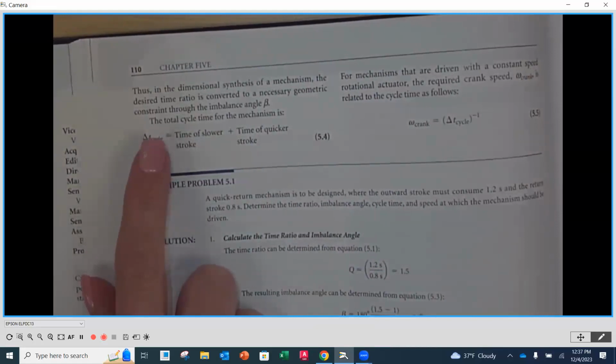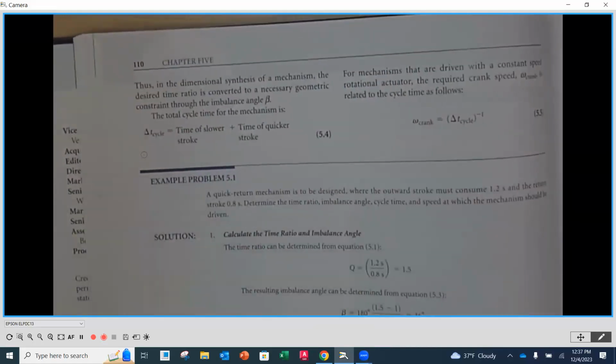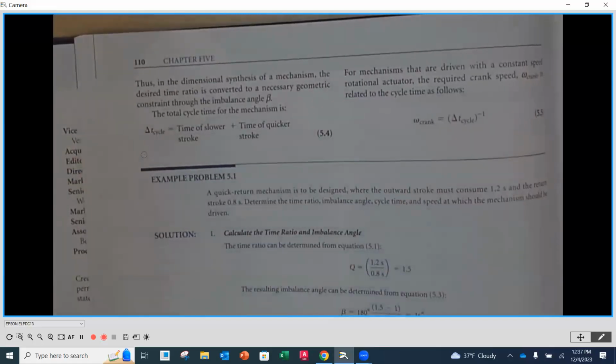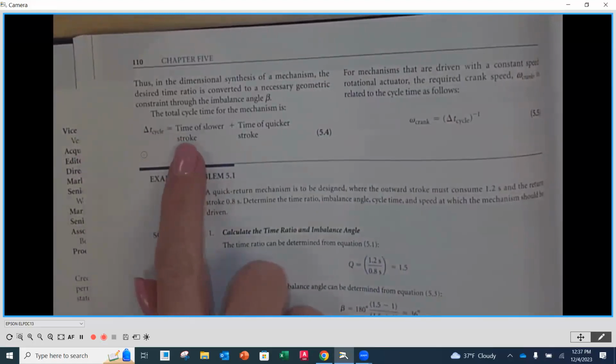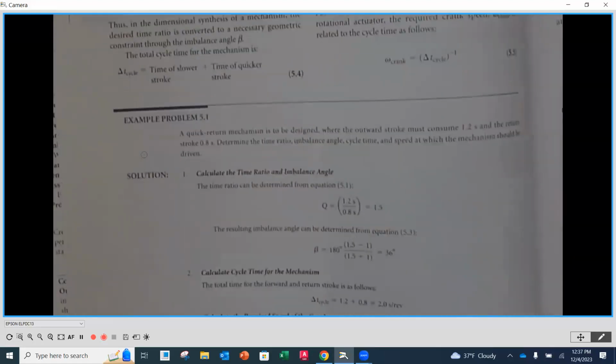And then once we know the time of the cycle, we then can calculate, all right, what is the crank angular velocity? Okay. So this is going to be, it says to the -1, but it's really the reciprocal. So it's taking 1 revolution and dividing it by the total amount of time that we need to do that motion. So let's take a little bit of time and we're going to look at example problem 5.1 here.